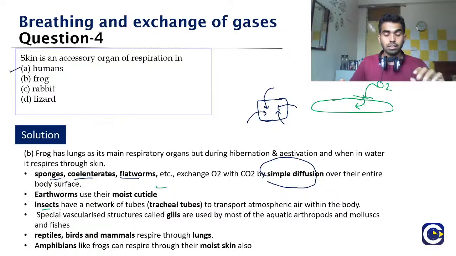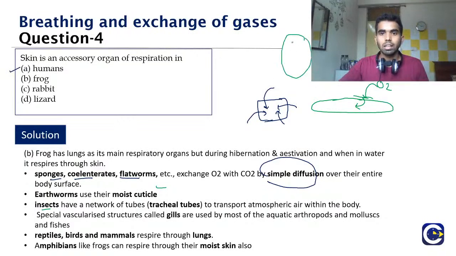Then the insect is a very interesting case. In the insect, there are tubes present. Suppose this is the insect; this tube connects each and every cell of the insect, and via these tubes, known as tracheal tubes, the oxygen from the atmosphere goes inside each and every cell of the body.